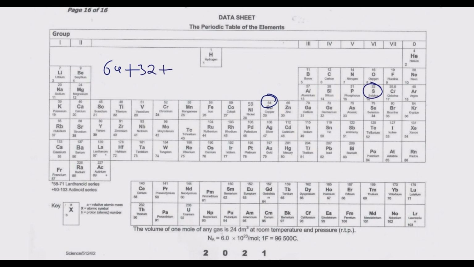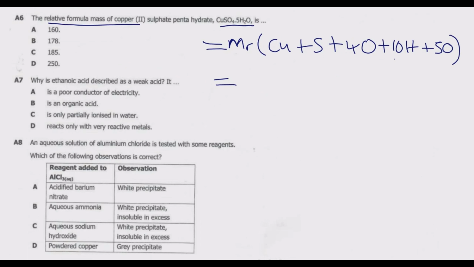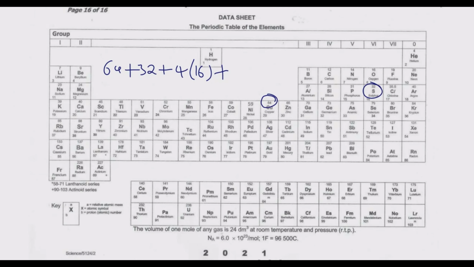Then plus we have 4 oxygen. So it will be 4 multiplied by oxygen. What is oxygen? Oxygen is basically 16. Then plus we have 10 hydrogens, as you see from here. So it will be 10 times hydrogen, which is 1. Then plus, next we have 5 oxygen again. So it will be 5 times the oxygen, which is 16.